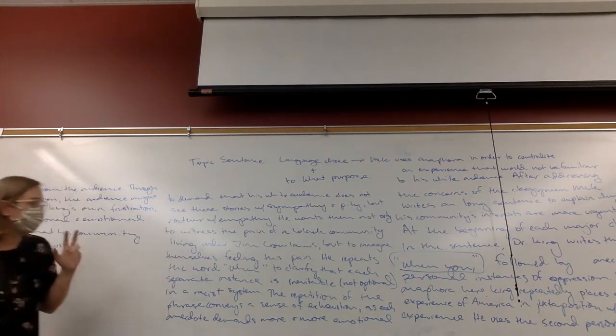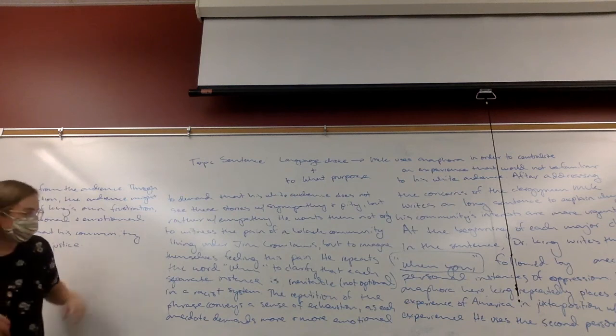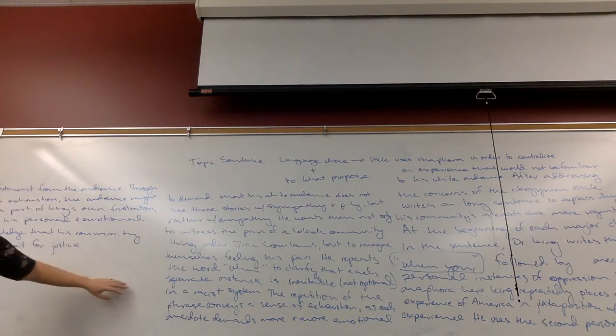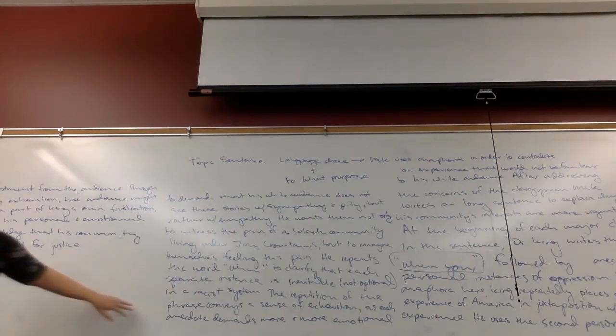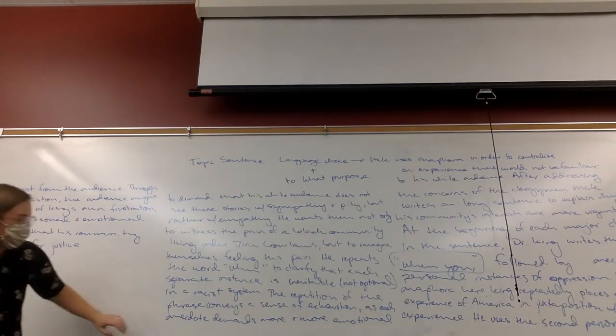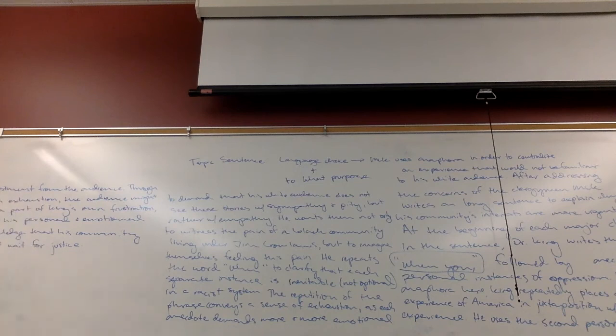He repeats the word "when" to clarify that each separate instance is inevitable, not optional, in a racist system. The repetition of the phrase conveys a sense of exhaustion, as each anecdote demands more and more emotional investment from the audience. Though through this exhaustion, the audience might feel a part of King's own frustration and his personal and emotional knowledge that his community cannot wait for justice.